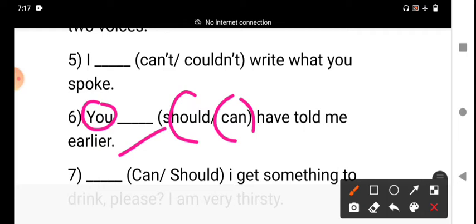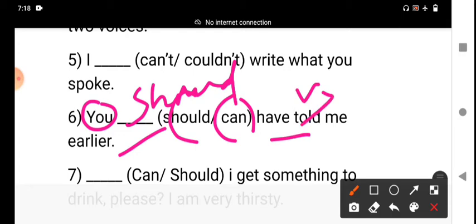We select the answer should. Should is the right answer, can is a wrong answer. You should have told me earlier. Should have plus V3. Earlier means before. You told me before this issue.